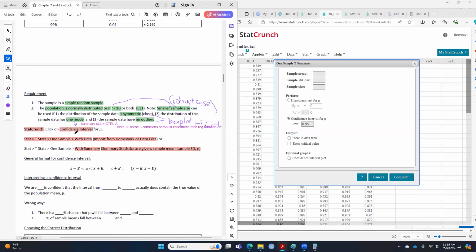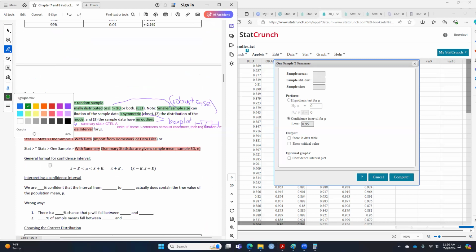So that is the summary statistics in StatCrunch to find it. Again, if you do not use StatCrunch, your work is going to be half a page to a page long to find this confidence interval. There's a lot of work. Again, I'm teaching you using the quickest and the shortest way.